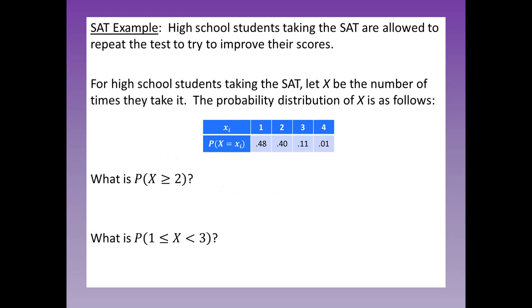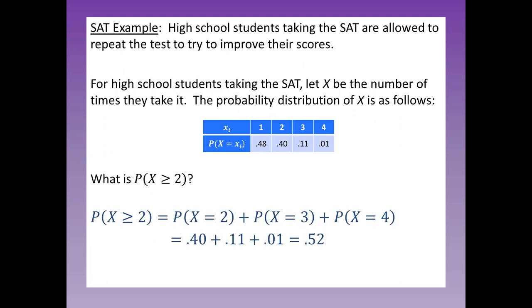Here we have a discrete probability distribution listed in table form in that blue table toward the center of the screen. There are 4 possible values and then 4 probabilities, one going along with each of those possible values. If X is the number of times that a randomly selected student takes the SAT, we can figure out probabilities like the two that are listed on this slide fairly quickly just by adding probabilities of individual values together.